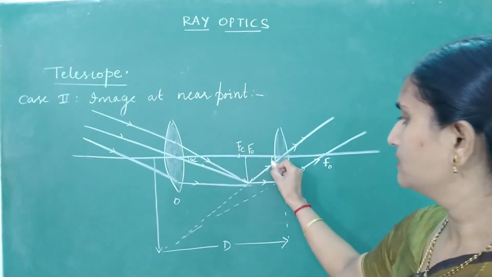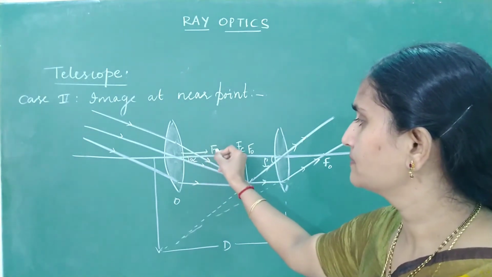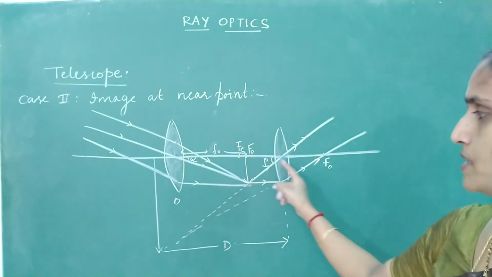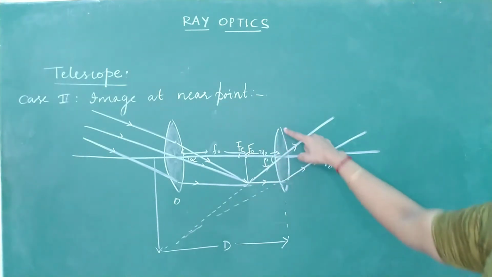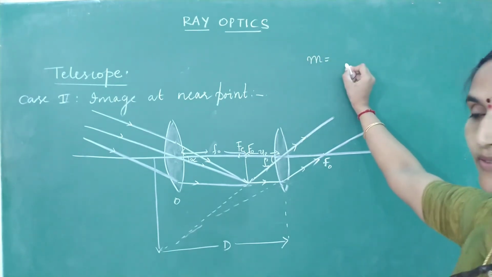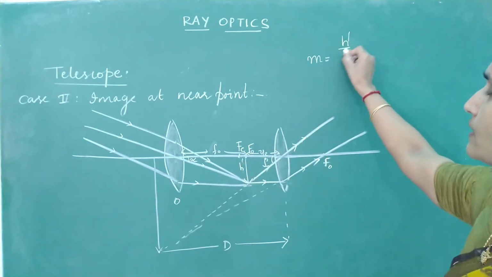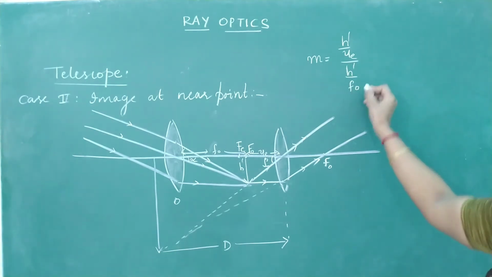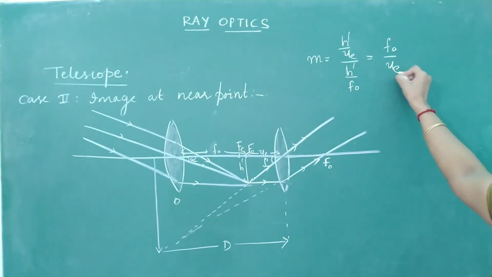So measure this angle. Let this be beta. This is f0, small f0. The distance from object to lens, I will call this as UE, object distance for eye lens. So now what will be magnification? Tan beta by tan alpha. Tan beta is h dash by UE divided by h dash by f0. So you will get this ratio as f0 divided by UE.